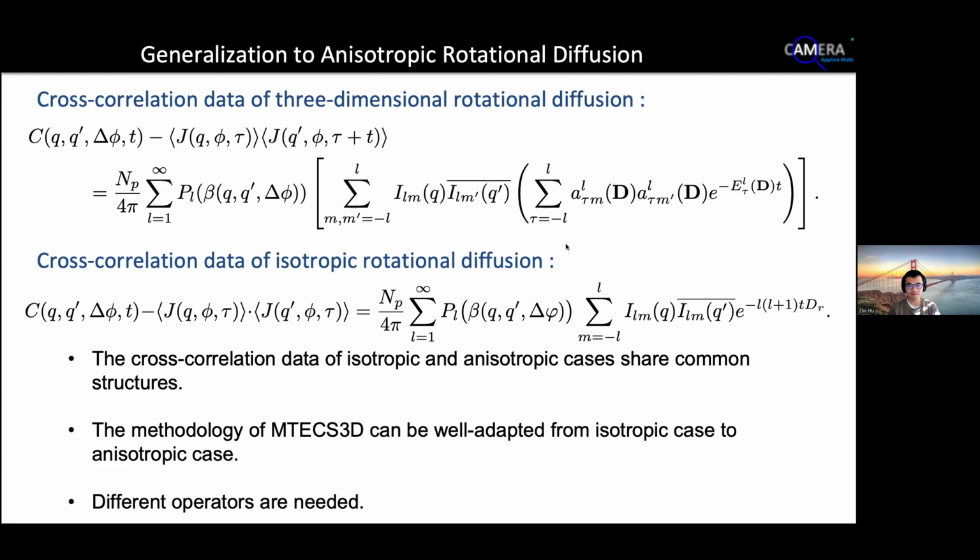And on the other hand, in the isotropic case, the dependence of the decay rates on the rotation diffusion coefficient can be represented in closed form as e to the power of negative L times (L plus 1) times t times D_r. But in the anisotropic case, this is not the case anymore. There's no closed form representation of how A and E depend on the rotation diffusion tensor, as they involve the eigen decomposition. This is another difficulty we need to deal with.